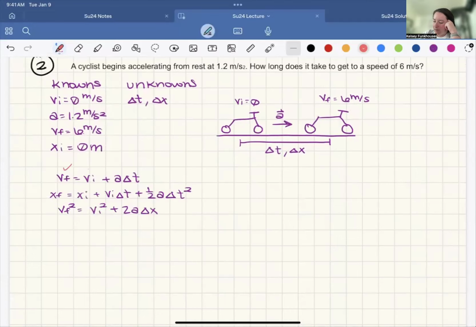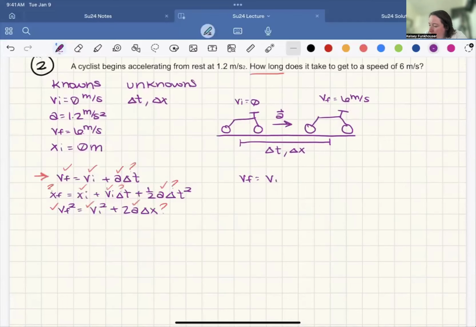Let's see, we have v final, v initial, acceleration, and we don't have the time interval, but we want it. We don't know the final position. We know the initial. We don't know the time interval. We know acceleration. We don't know the time interval. We know final, initial, acceleration, but we don't know the displacement. So it's only asking us for the time interval, saying how long. So we'll just use this one because the only thing we don't know in that equation is the thing they want us to find.